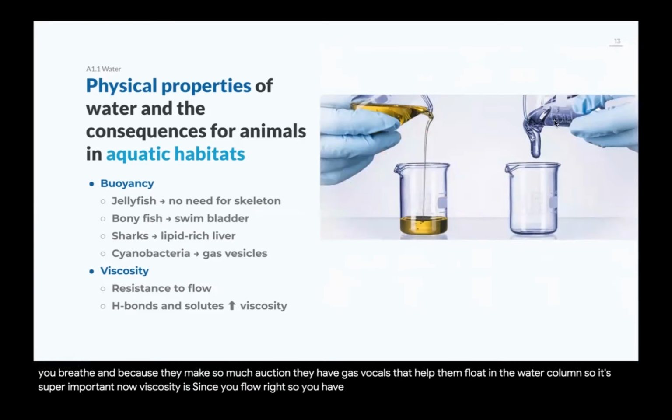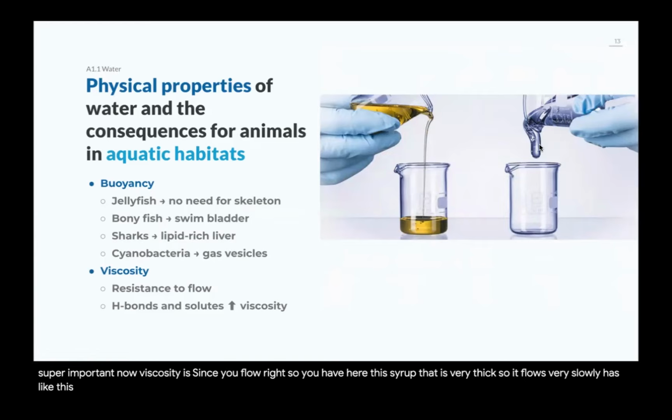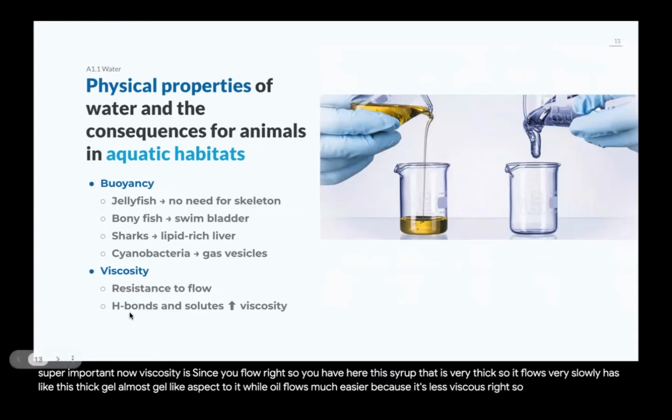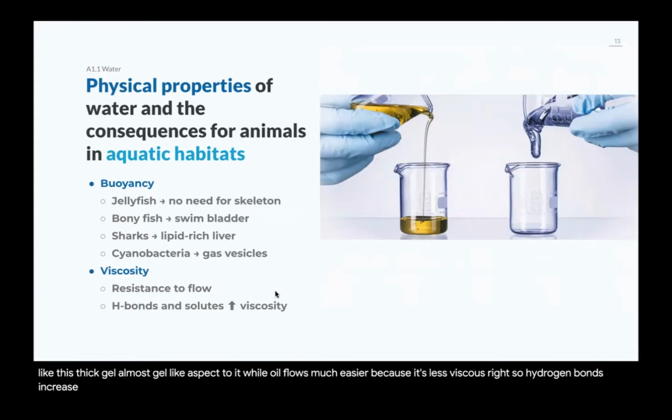Now, viscosity is the resistance to flow, right? So you have here this syrup that is very thick, so it flows very slowly, with an almost gel-like aspect to it, while oil flows much easier because it's less viscous, right? So hydrogen bonds increase viscosity, but also solutes increase viscosity. So seawater is more viscous than, let's say, fresh water.